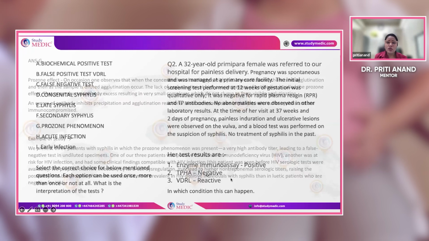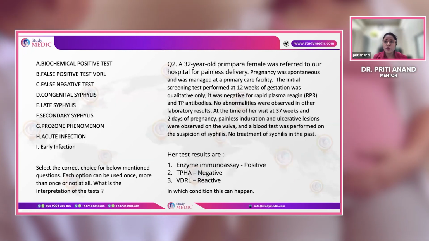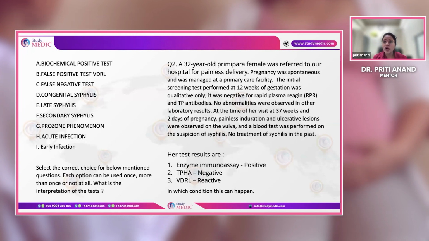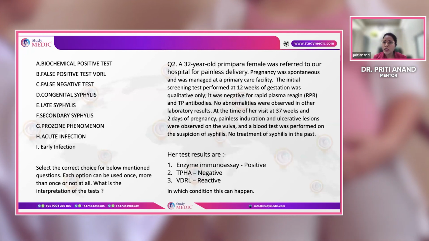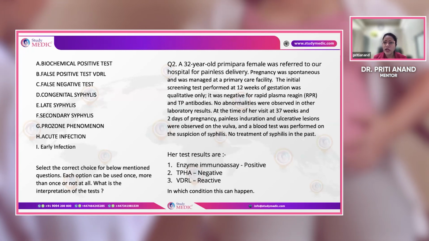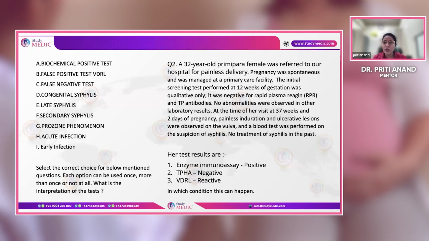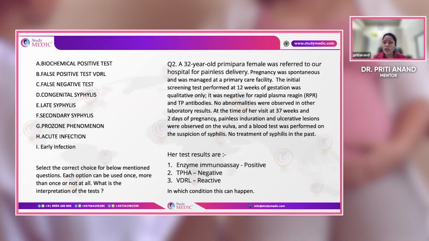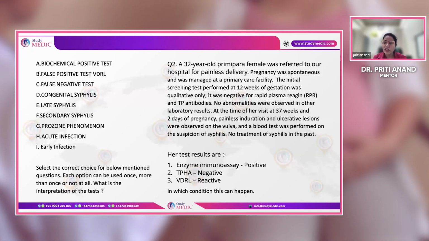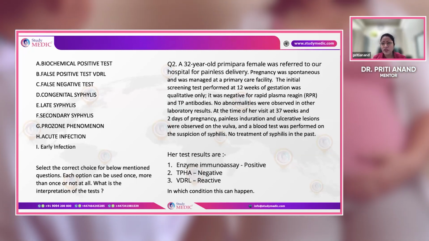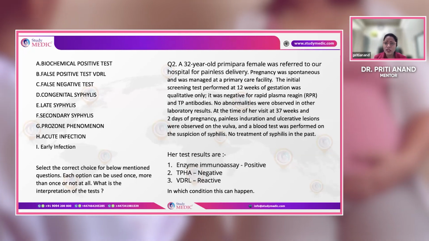Now, the second question says a 32-year-old primipara is referred before painless delivery. Spontaneous onset of pain has been managed at the primary care facility earlier. The initial screening test at 12 weeks gestation was RPR and TPPA negative. No abnormalities were observed at the time of her visit at 37 plus 2 weeks. Painless induration, ulcerative lesions were seen, and a blood test was performed because syphilis was suspected. No treatment of syphilis has been received in the past.